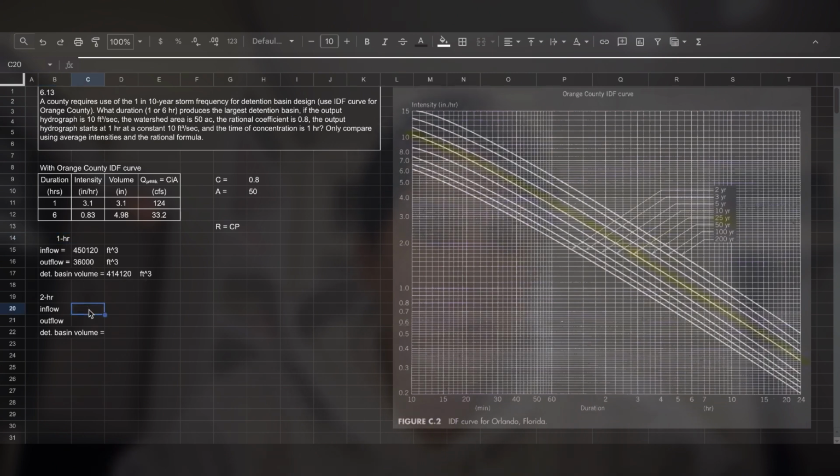Now we do a very similar approach with our inflow. This is actually not 2 hours, this is 6 hours. We're comparing the 1 hour with the 6 hours. And as we did here, we are going to do the precipitation. The runoff equals runoff coefficient times the precipitation. So that's going to be equal to 0.8 times the precipitation. The volume that we're getting is 4.98.